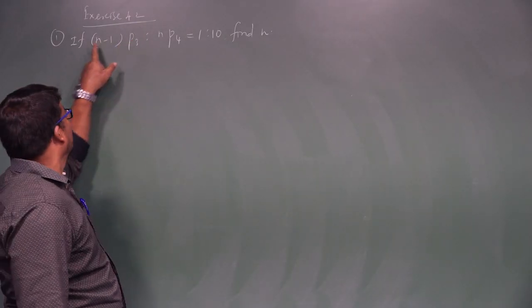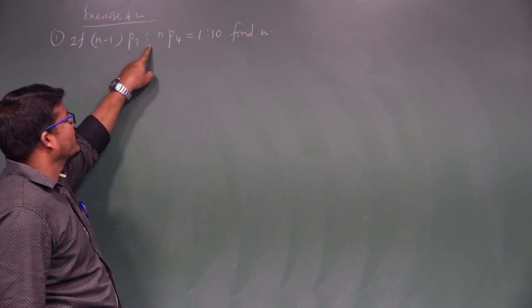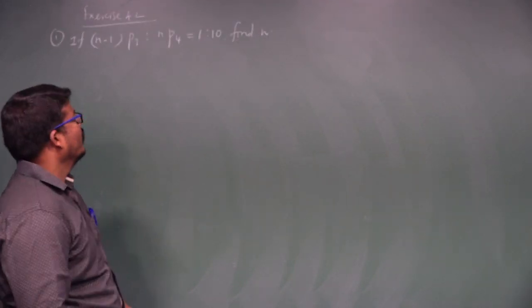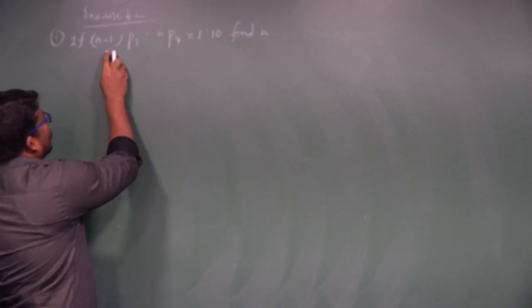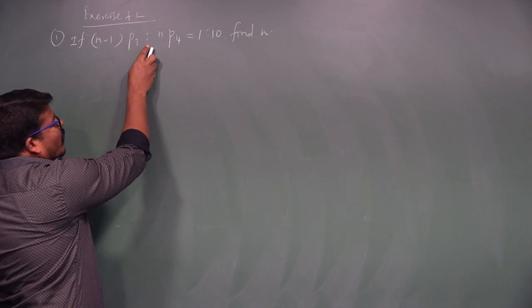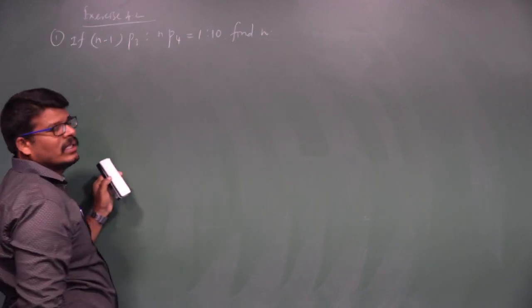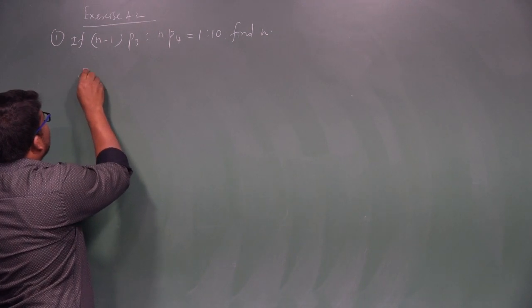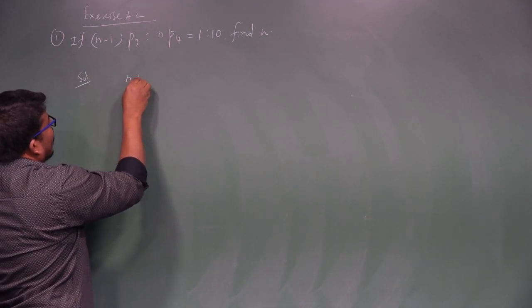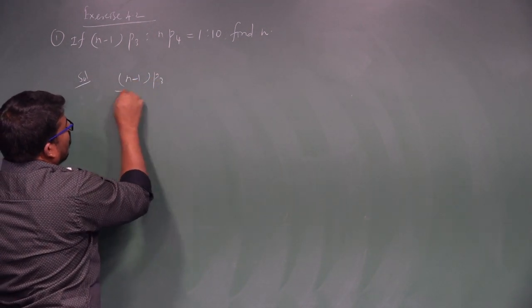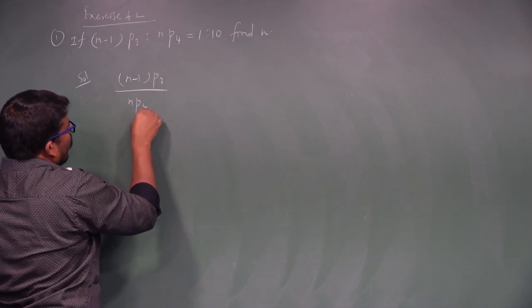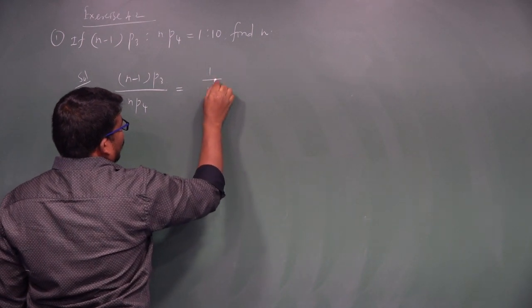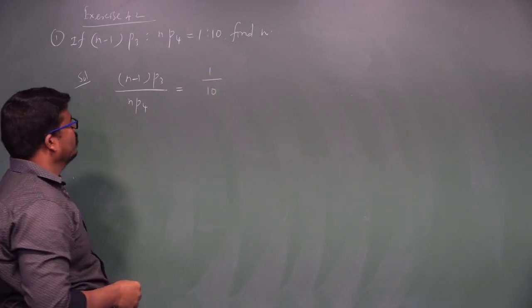Exercise 4.2, the first problem. If (n minus 1)P3 is to nP4 equal to 1 is to 10, find the value of n. (n minus 1)P3 ratio nP4 equals 1 is to 10. Find the value of n. Now write your ratio: divide (n minus 1)P3 by nP4 equals 1 by 10.